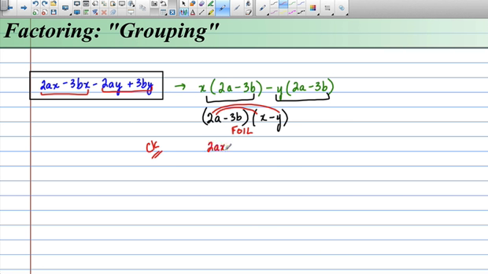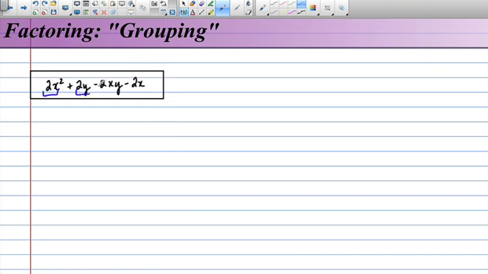Two ax minus 2ay minus 3bx plus 3by. Four terms. Now x is almost common in all of them, but we probably should regroup. If we regroup here, we have a common 2. If we regroup here, we have a common negative 2x.